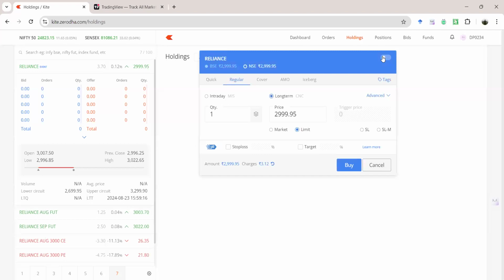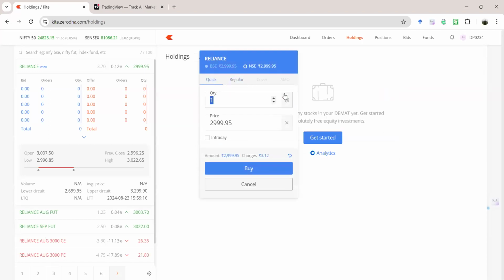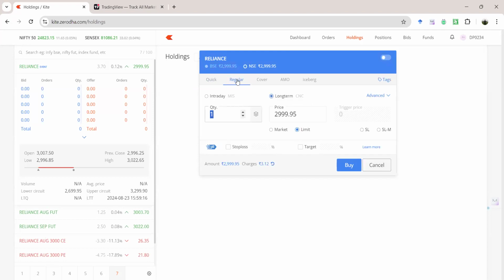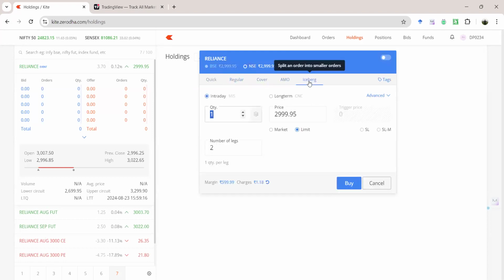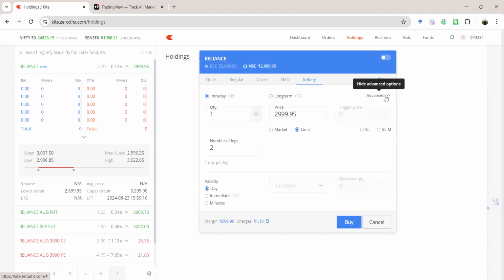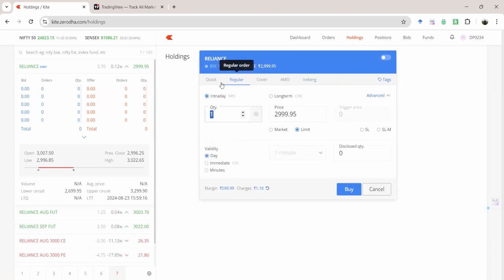We can take both things, and there are a few options, like a quick order, whether it is intraday or not, quantity, price. So this is quick order. Then we can go to regular, cover, after-market order, iceberg order. I don't know what this iceberg order is. This has been introduced recently. I don't use Zerodha too much, but what we usually do is this.